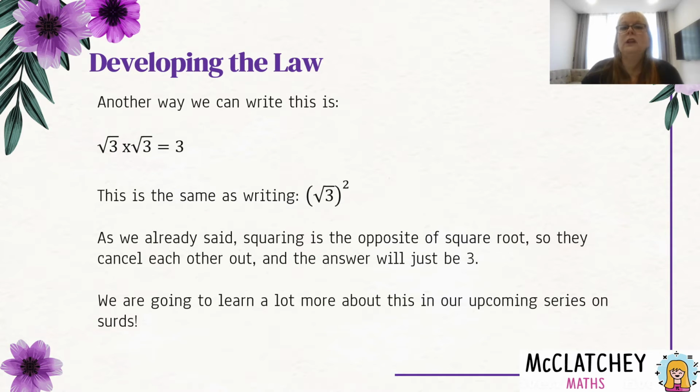So we're going to learn a lot more about surd rules in our upcoming series, which we haven't created yet, but we'll get there. These little things here, square root of 3, is called a surd. So anything with the square root, we call it a surd. We're going to learn a lot more about that in future videos. But just for today, we just need to get our head around that when we do a square root and then we square it, we cancel it out.